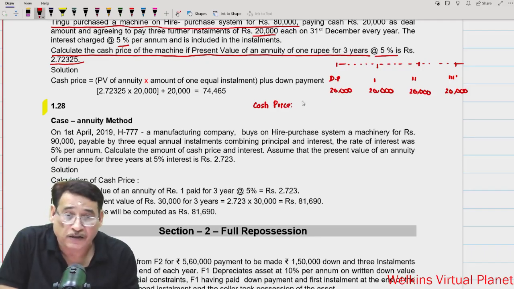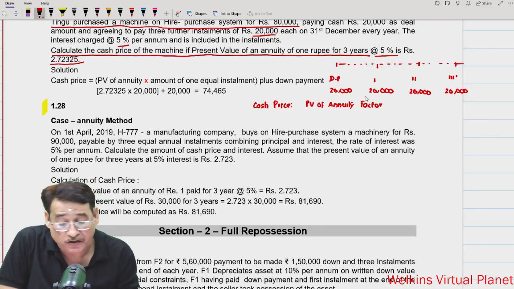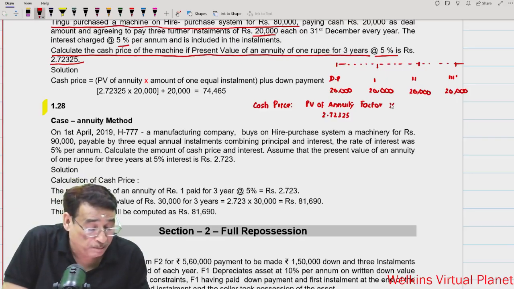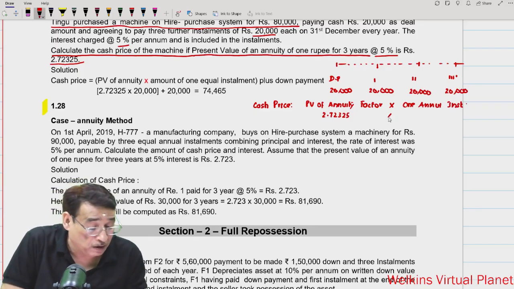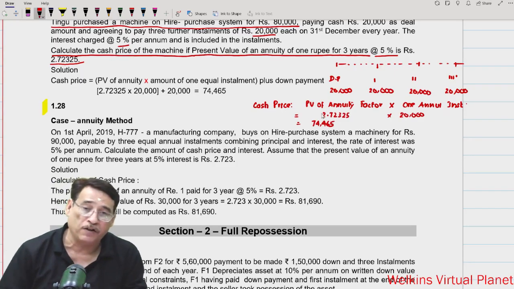So in order to find out the cash price, I will have to take the present value of annuity factor, which will always be given to us. The present value of annuity factor, which is given to you, is 2.72325. Correct? And you have to multiply it with one annual installment. Now, what is your one annual installment? There are 3 annual installments, 20, 20, 20. The amount of one installment is equal to 20,000. You have to multiply it with this and you will get the cash price, which is equal to 74,465.